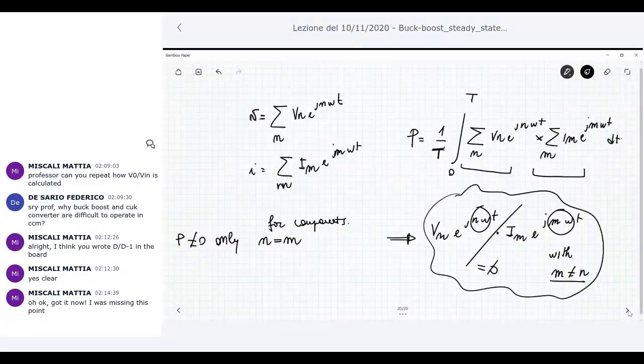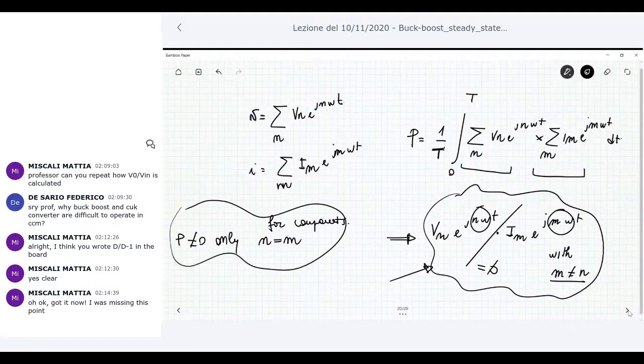Okay, sometimes this condition is indicated as orthogonality of the functions. When m is different from n, then the two functions in the Hilbert space are orthogonal to one another. When you take the integral, this comes to 0, the integral over a period T. So the power is non-null only for the components that have the same frequency.